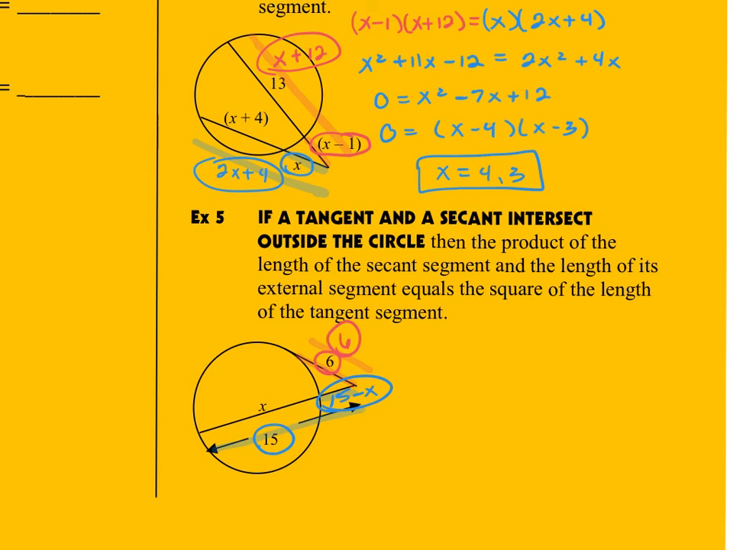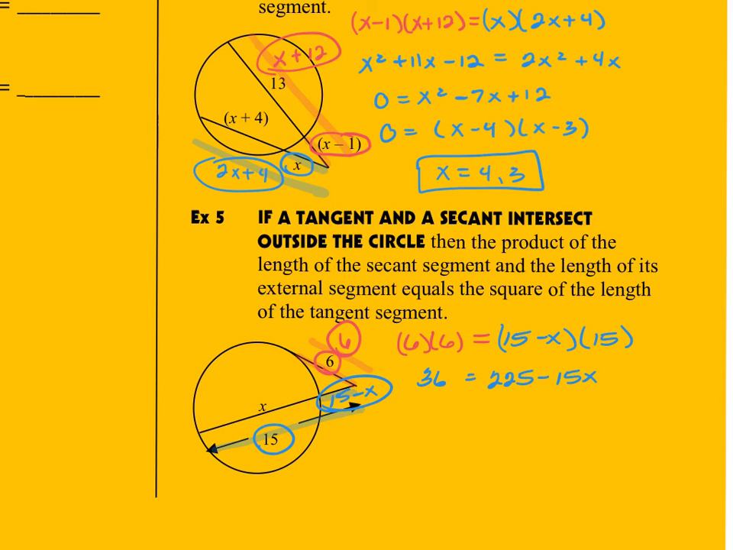Again, their products are going to be equal. So the product of the two tangent pieces is going to equal the product of the outside piece for the secant times the whole piece for the secant. So on the left, we're going to get 36. On the right, I'm going to distribute that 15, and I'm going to get 225 minus 15x.